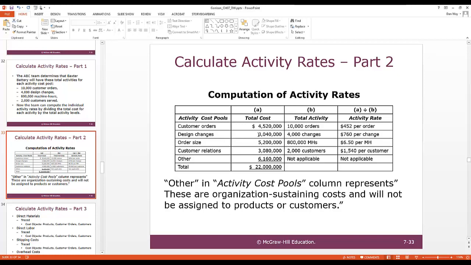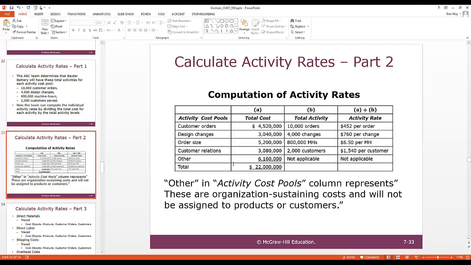Design changes, total estimated cost that we'd assign to that particular cost pool, divided by total estimated activity, and there's our activity rate for design changes. Again, same for order size and customer relations to finish this out here. So we want to end up with an activity rate for each of the cost pools from which we want to assign costs to products or customers.